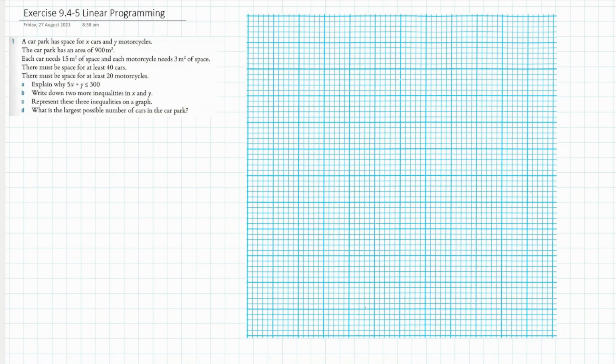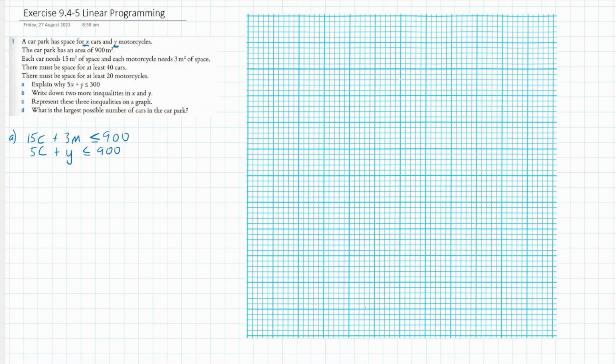Okay, so straight away, we know that each car takes up 15 meters squared, and each motorcycle needs 3. So let's go 15 times the number of cars plus 3 times the number of motorcycles has to be less than or equal to 900. That's how much space we've got in the car park. Now if we divide that by 3, we're going to get 5c plus y is less than or equal to 300.